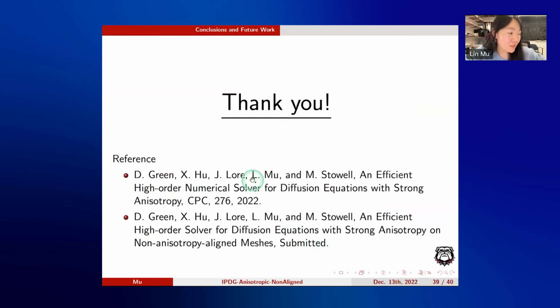Okay, then here are two references about this talk. The first reference is about our anisotropic solver with aligned mesh. It's already published at CPC. And the second reference is about the non-aligned mesh. We are using the same technique listed in this talk to solve the problem, and more details can be found in this reference. If you are interested, I can send you a copy of our reference.